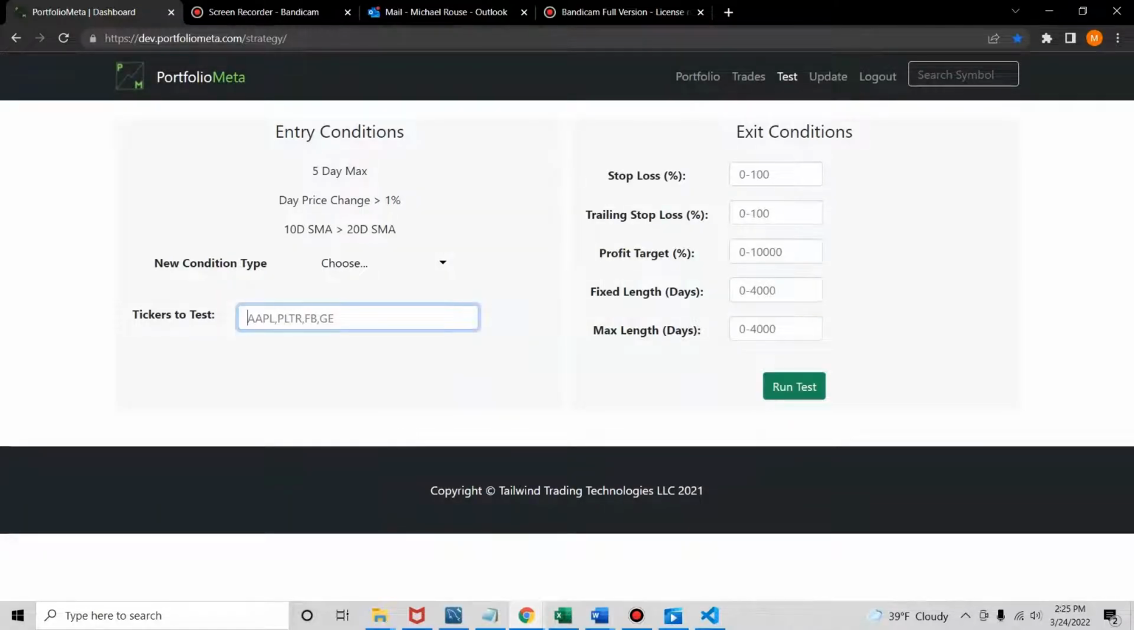And right here, you just put in what stocks you want to test it on. So we'll do American Airlines, Palantir, and Lucid. And then over here for exit conditions, there are lots of different options. You'll also be able to add the same conditions that you did over here as exit conditions as well. But for right now, it's just these. So we'll put a stop loss at 3%, a profit target of 10%, and we'll run the test.